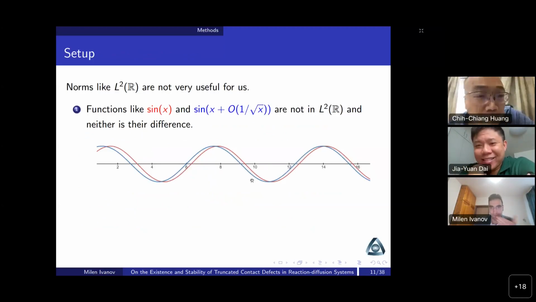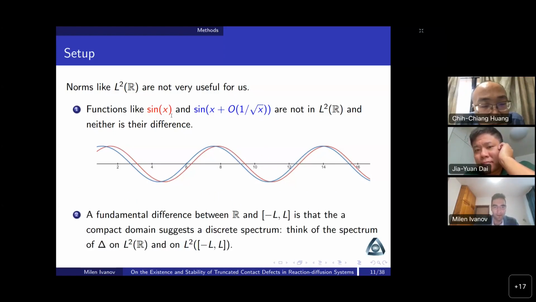So if I wanted to motivate what we're going to do now, I'll just say that things like L2 of R are not very useful to us, because if I have periodic functions, let's say a sine, well, these sine functions are not in L2, and if I perturb by a little x, this is also not in L2, and neither is their difference. So that's something to keep in mind: L2 of R is going to be a really bad thing for us to use.